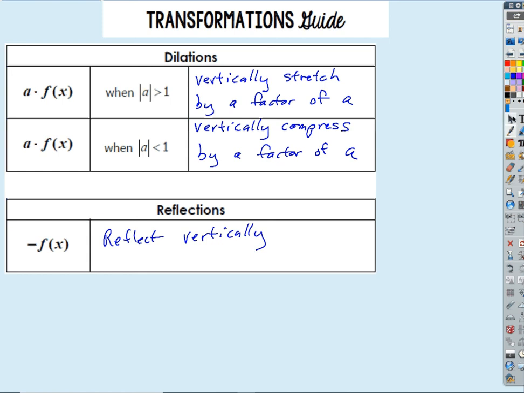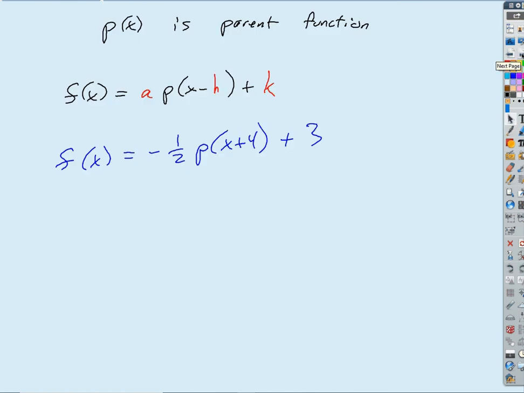So then what we want to be able to do with this is if P of x is some parent graph, and I don't even know what it is, it could be an absolute value function, it might be a square root function, who knows? But regardless of what it is, I want you to be able to tell me here if f of x is what we call a transformation of P of x.